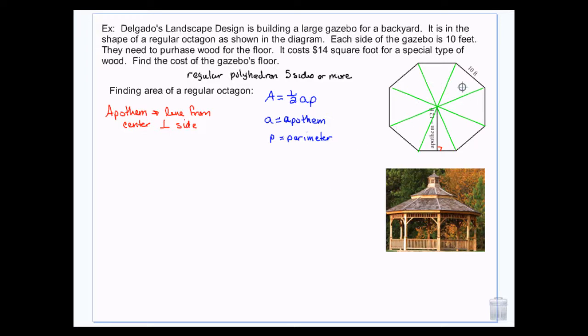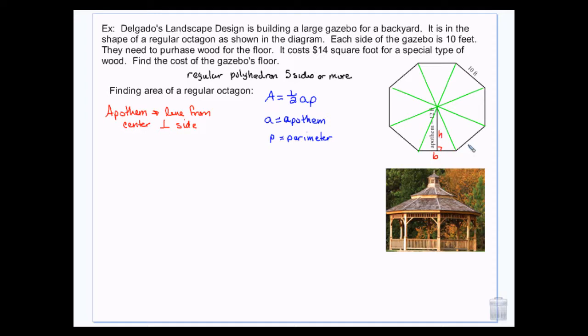Here we have 8 sides. Actually, we're going to have 8 triangles, aren't we? 1, 2, 3, 4, 5, 6, 7. Yeah, 8 triangles. Okay, did I miss something? Anyway, in a regular polygon, the triangles are all the same size. A regular polygon is one where all of the sides are the same length. So all the triangles are the same size, and the area of a triangle is 1/2 base times height.